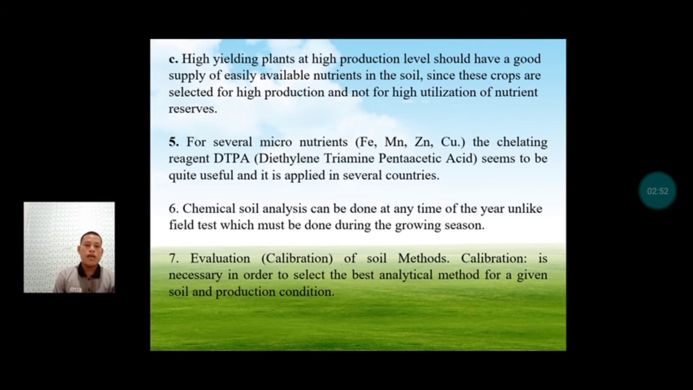7. Evaluation calibration of soil methods. Calibration is necessary in order to select the best analytical methods for a given soil and production condition. So it means that calibration of soil methods is establishing a relationship between a given soil test value and the yield response from adding nutrients to soil as fertilizer.